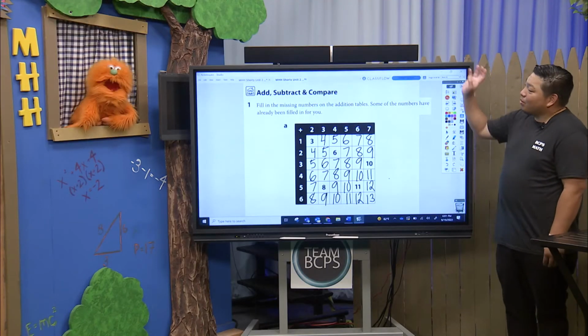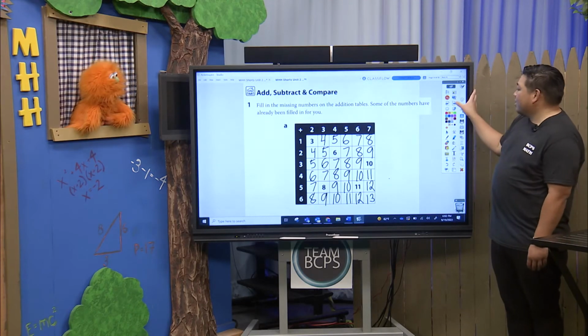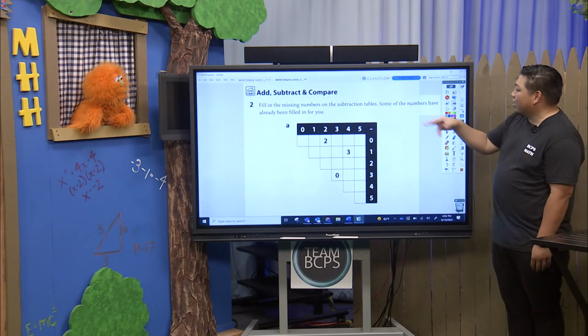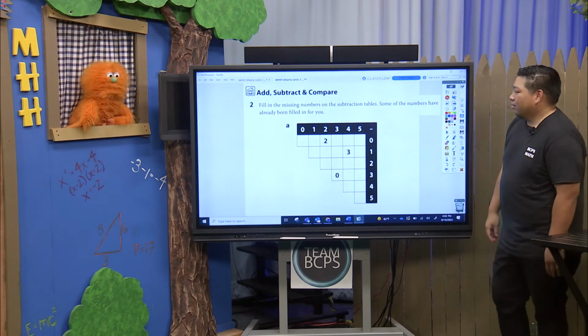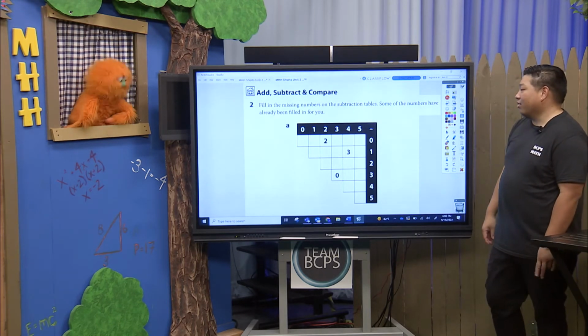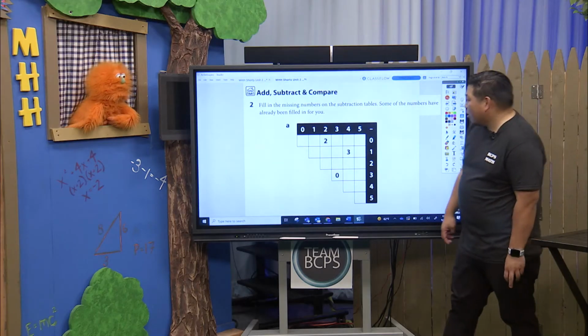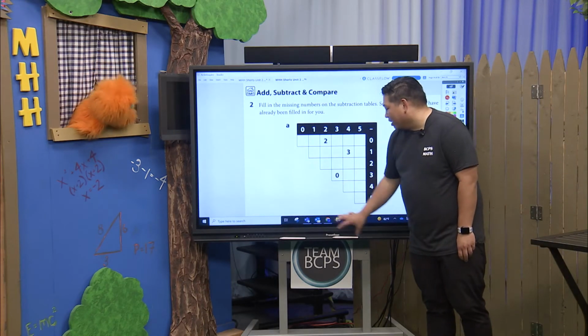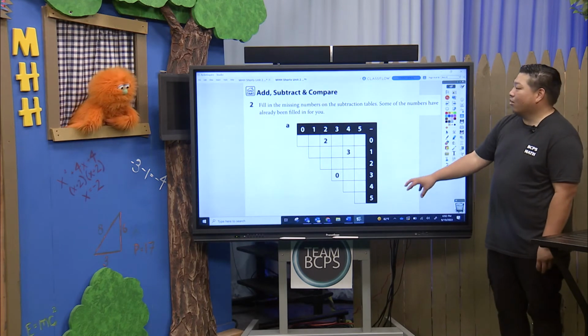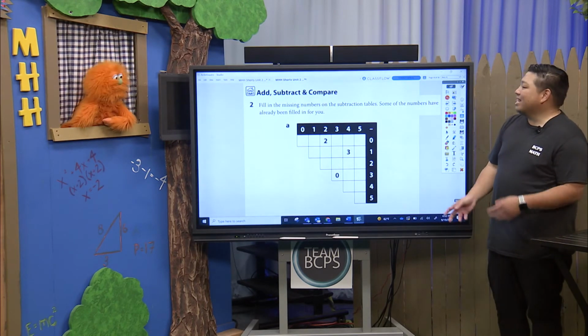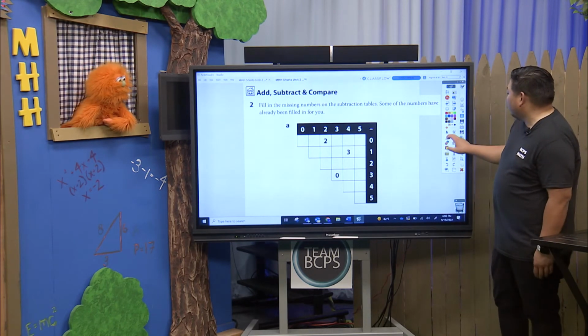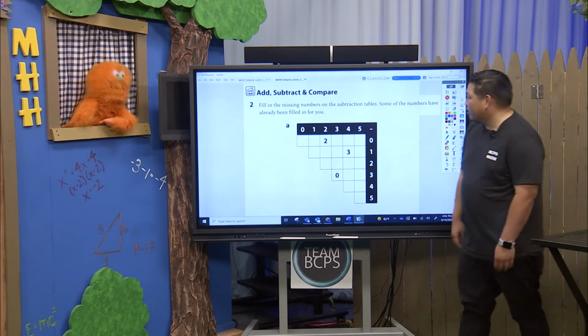All right. Since we just did an addition example, let's skip the next addition example and go straight to the subtraction. Whoa, cool. This is quite a challenge here, I think. All right. So fill in the missing numbers on a subtraction table. Some of the numbers have been filled in for you. And the ones that don't have any means you can't do that right now, okay? Without going into negative numbers, we are going to stay with positive numbers. We're going to keep this episode positive.